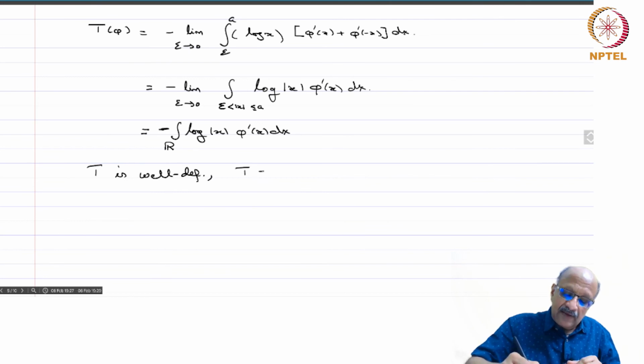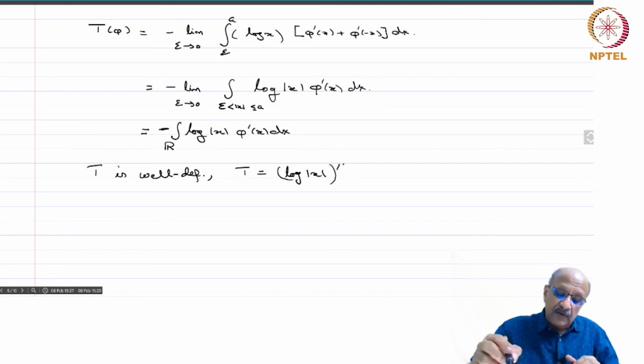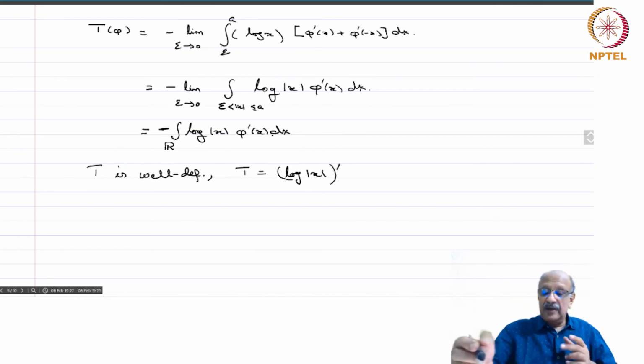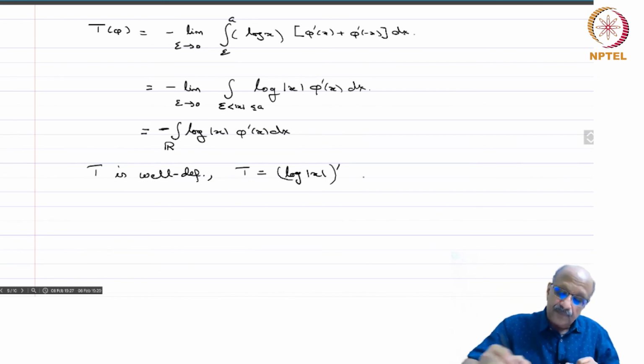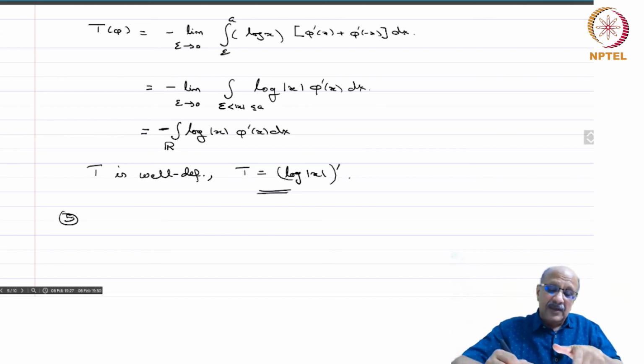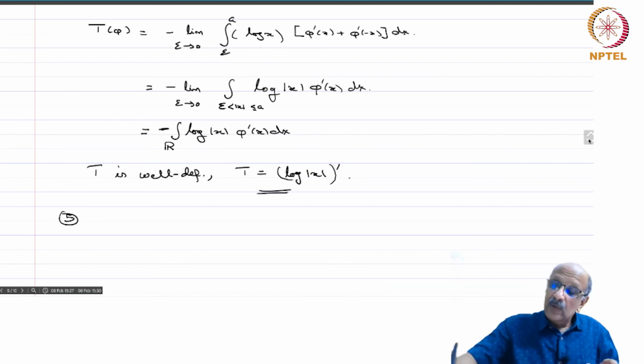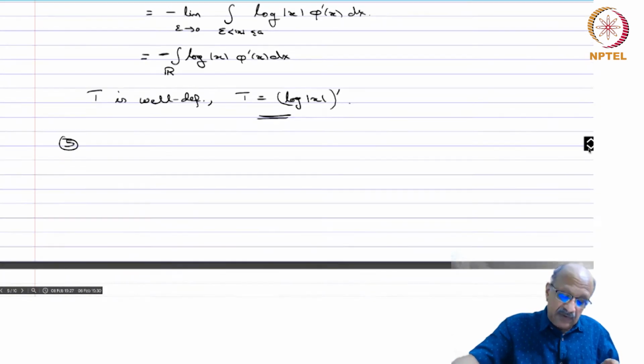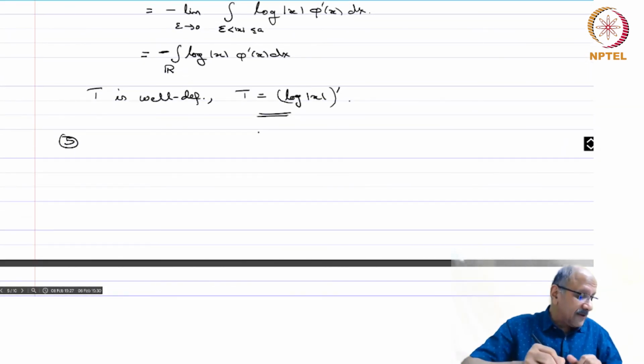So, therefore, T is well defined, and in fact, T is equal to log mod x prime, because what is the derivative of the distribution given by log mod x? It is minus log mod x acting on phi dash. So that is what we have. Okay. Exercise 5. There are many steps here, the changes of integral variable, etc. So, please check every one of them so that you are completely convinced that whatever is written here is correct.